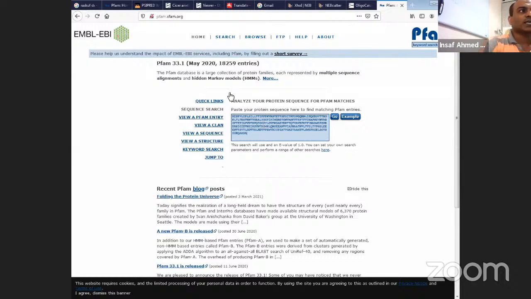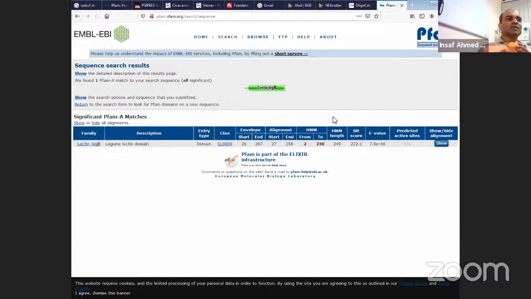There are several options: quick links, sequence search, view a Pfam entry, view a clan, view a sequence, view a structure, keyword search, jump to. Okay, so we will go to the sequence search. Let's paste your sequence here and then click on go. Okay, let it run. It will take some time. Okay, so the result has come here. As you know, we know from the beginning itself that this protein is a lectin.